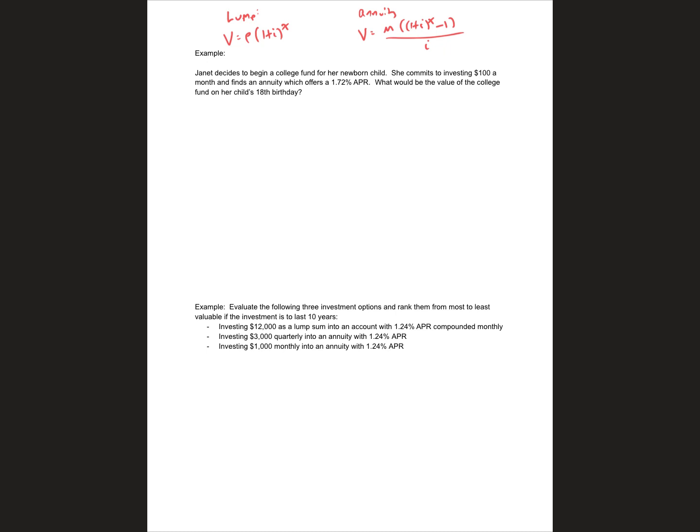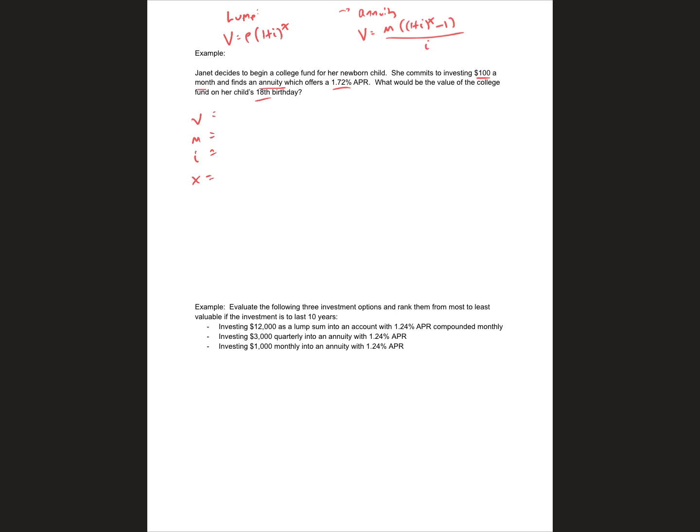She commits to investing $100 a month and finds an annuity. So we know we're going to be using the annuity formula. There's a 1.72% APR, and we want to know what that value is after 18 years. So when I look at the annuity formula, V, M, I, and X are my variables.